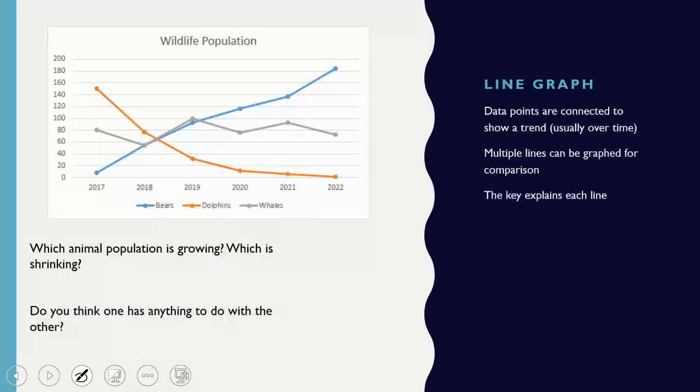Next up is a line graph. This is a line. We are graphing different data points, and they are connected by a line to show a trend. Almost always that trend is over time. You can see here, if I look along my bottom axis, I'm talking about years, from 2017 to 2022. Multiple lines are on this graph because it's showing me different things. So if I'm going to look at this key at the bottom, I can see that I have a line for bears, I have a line for dolphins, and I have a line for whales. And then those trends are showing me here.